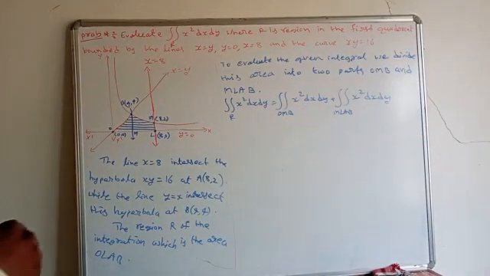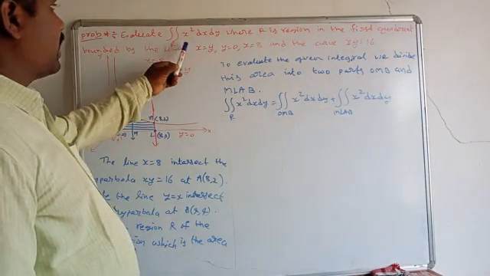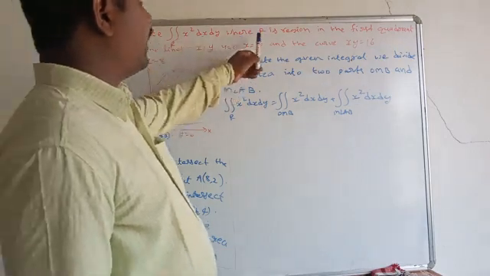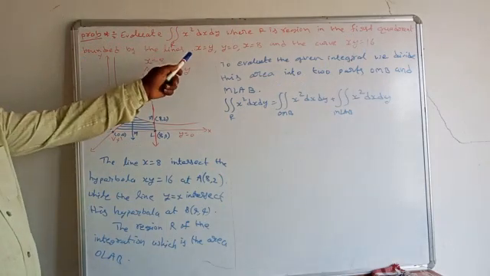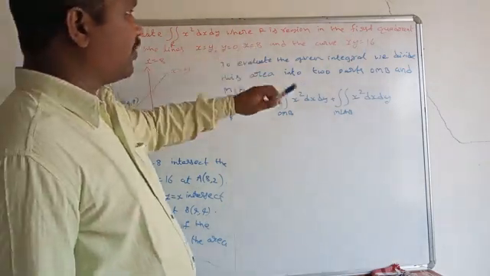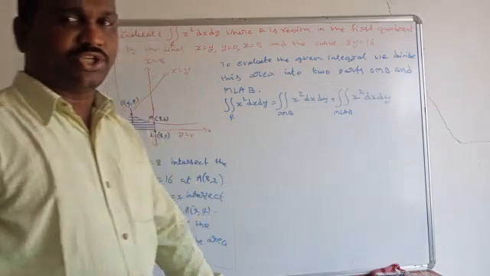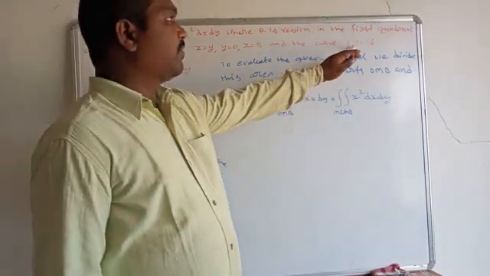Okay, next problem. Evaluate the integral over R of x square dx dy, where R is the region in the first quadrant bounded by the lines x is equal to y, y is equal to 0, x is equal to 8 and the curve xy is equal to 16. And xy is equal to 16 curve means hyperbola.